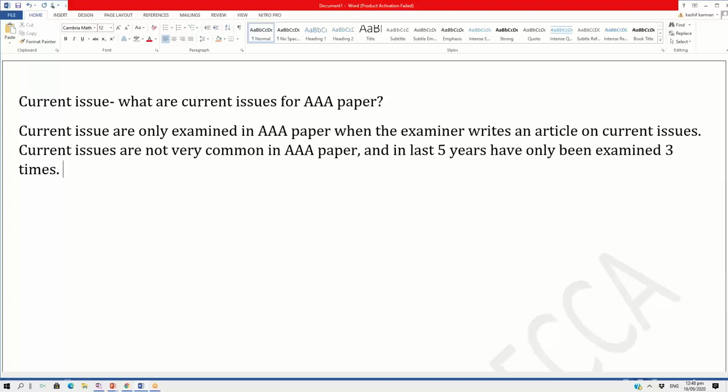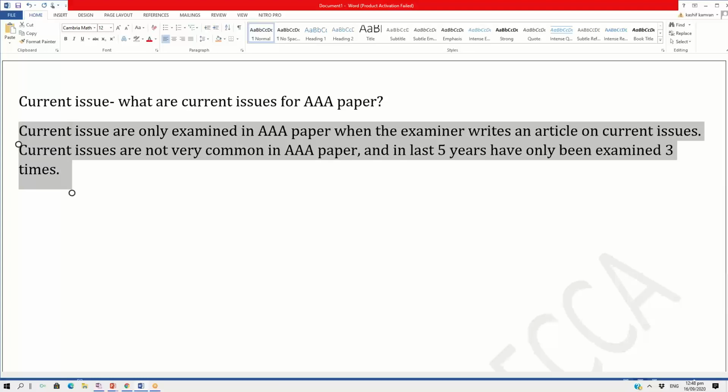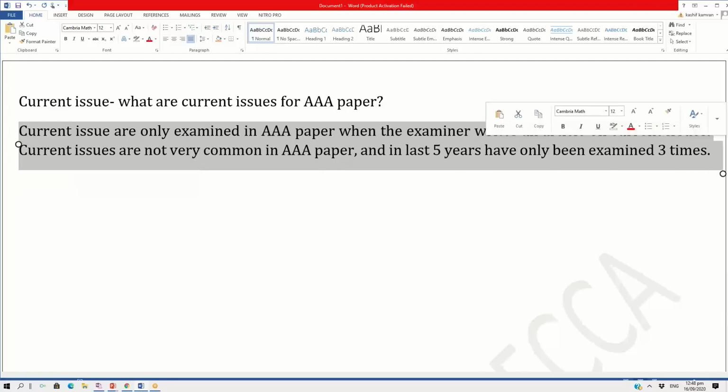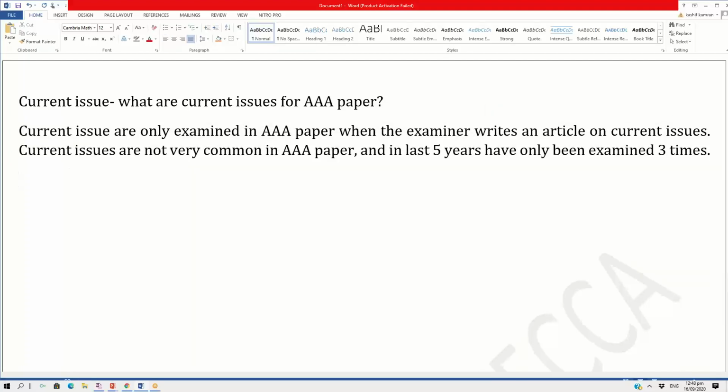Now, you need to understand that the last time the examiner wrote an article on a current issue was way back, I guess somewhere around September 2019, and this article was written on data analytics. And data analytics was basically an emerging issue at that time.